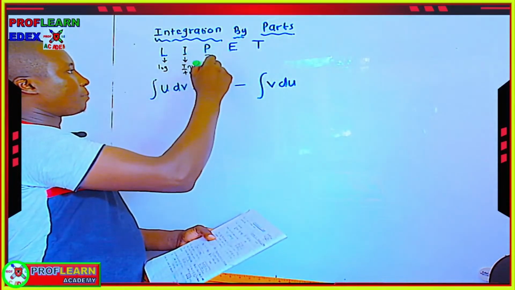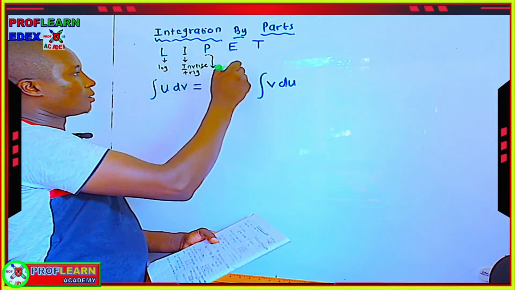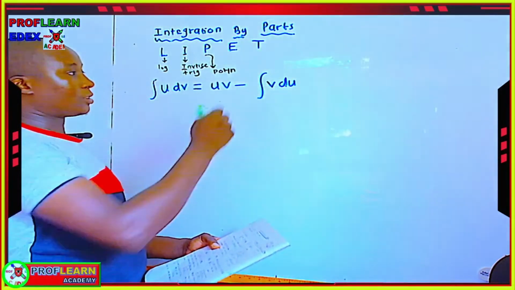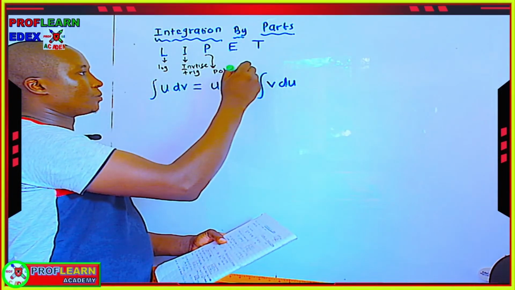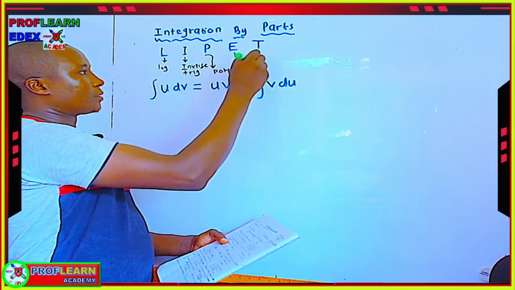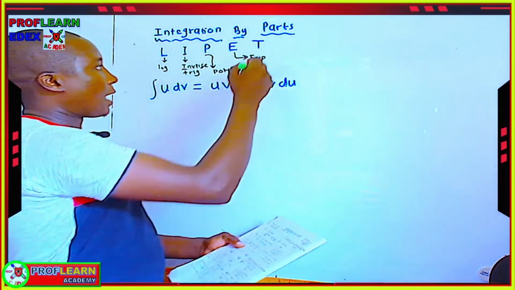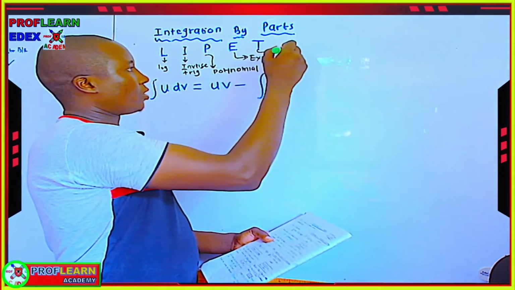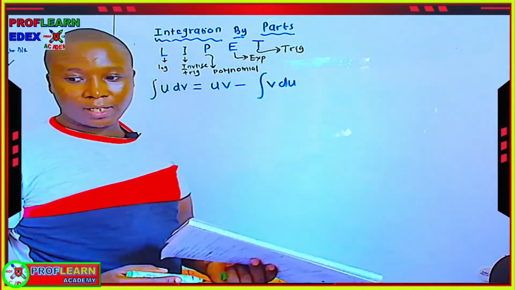If you see a polynomial, you can assign it as U. If you see an exponent, you can assign it as U. And if you see a trigonometry function, you can assign it to U.